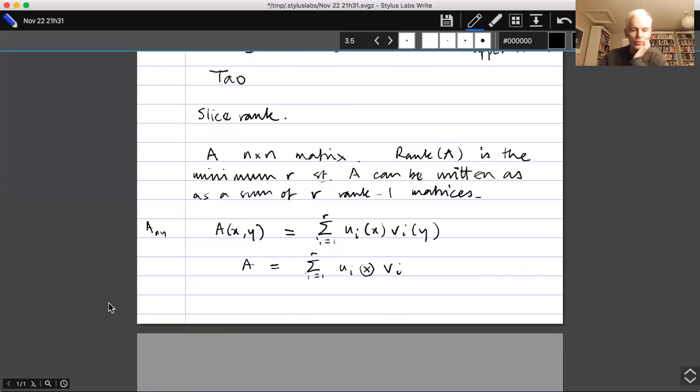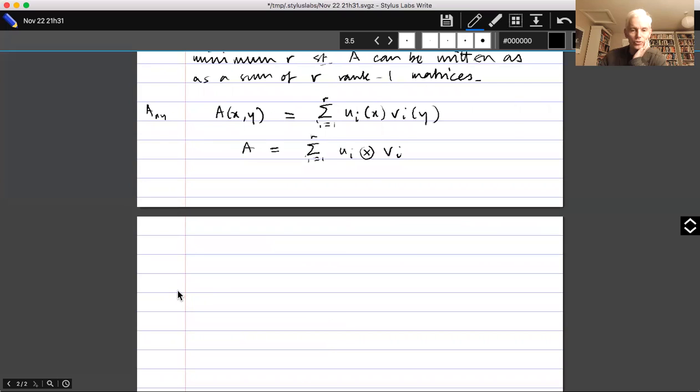Okay, now I want to talk about a concept called tensor rank. I'm only going to go up to tensors of degree or order, I don't know what you call them, 3 tensors. So these will be functions of 3 variables. So supposing I've got a function f(x,y,z).